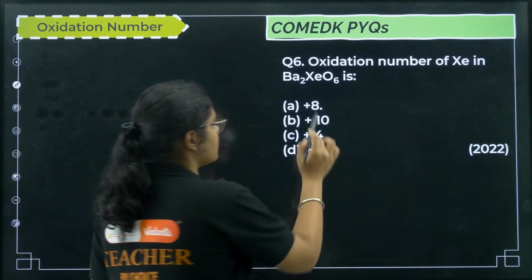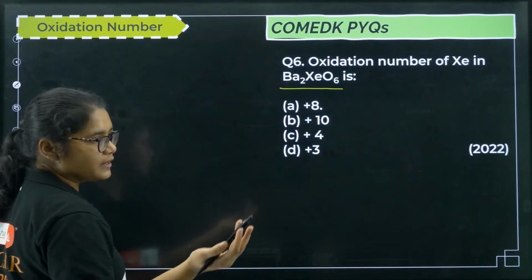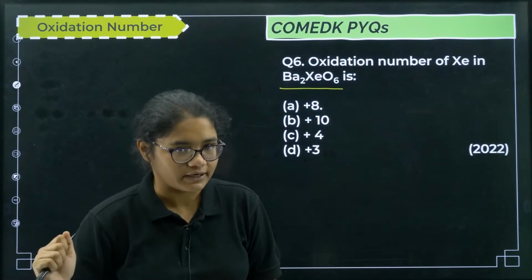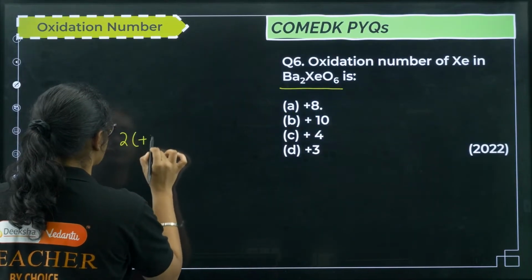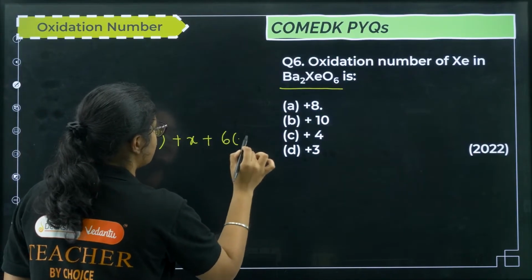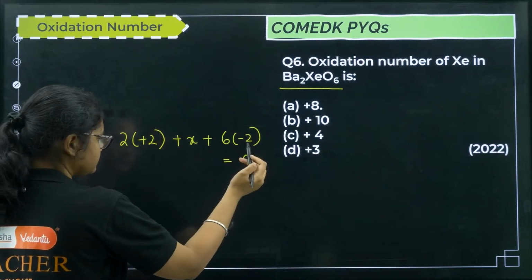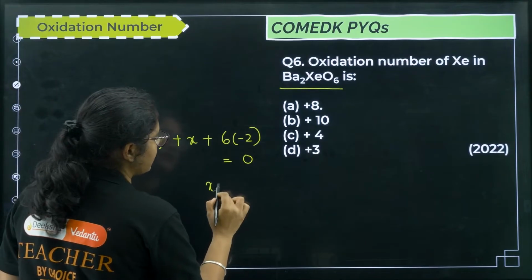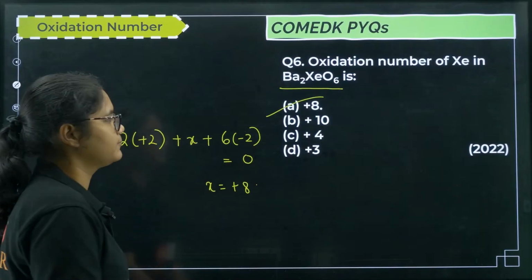Next, the oxidation number of Xe in the given compound. We know barium belongs to group 2 elements, right? Beryllium, magnesium, calcium, barium and radium. So barium has +2 oxidation state, so 2 into +2. Next Xe is x, then we have 6 into -2, that is equal to 0. So we have -12 and +4, so -8, x is equal to +8. The correct answer for this question is option A.